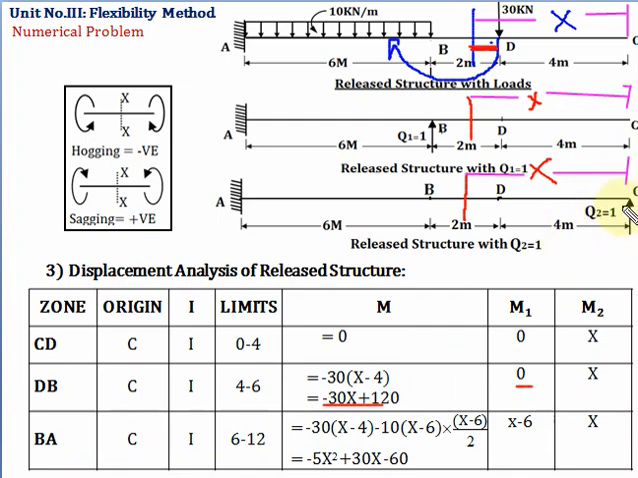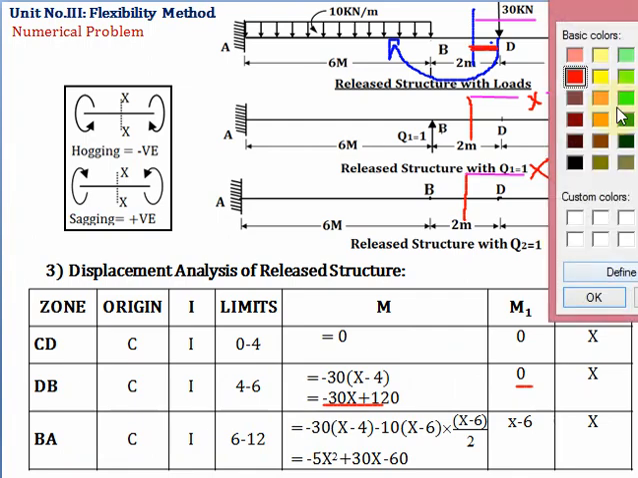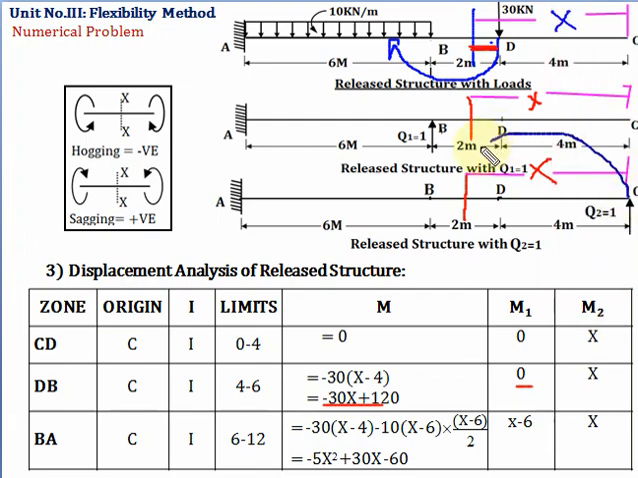Now here due to this Q2, the nature of bending moment will be like this. So the nature of bending moment will be sagging. Bending moment is nothing but force into distance. So here force is 1 and distance is x. So 1 into x. So we are getting bending moment due to Q2 equal to 1 in zone DB as x.